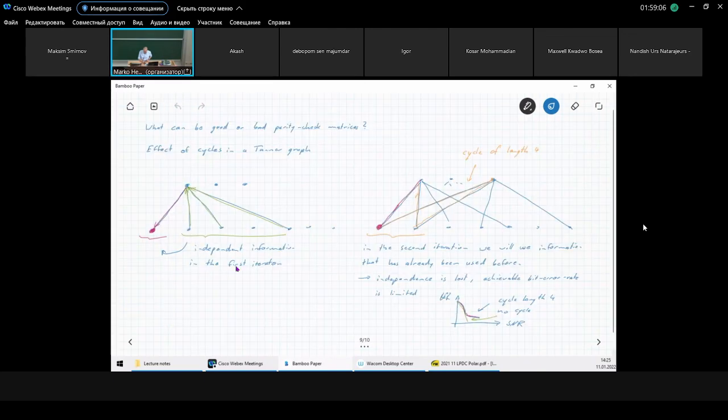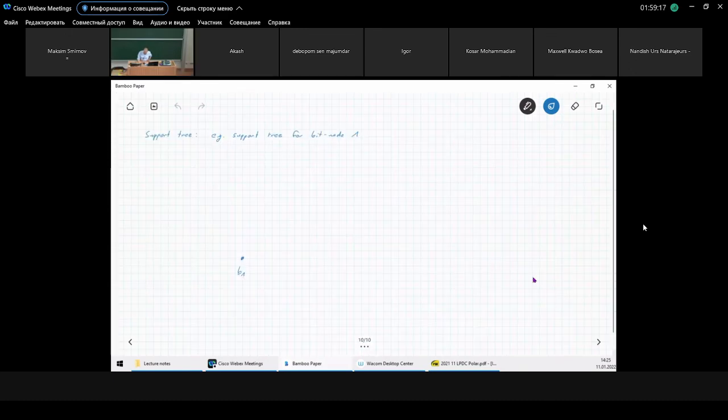I look at bit node 1, it's connected to check node 1, check node 3. Then from check node 1, I look to which bit nodes do I have a link from check node 1. So if I do this, I will see it's bit node 2, 3, and 5.